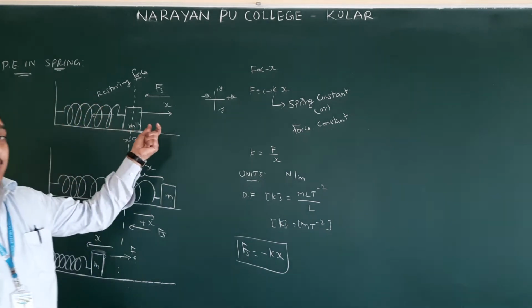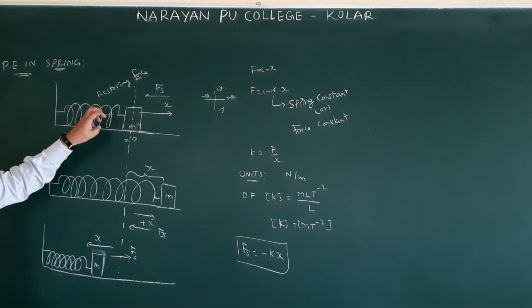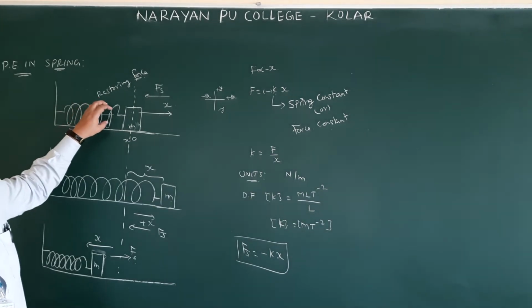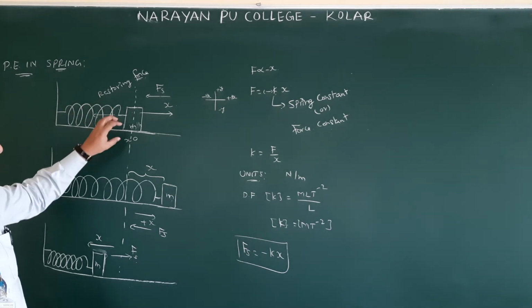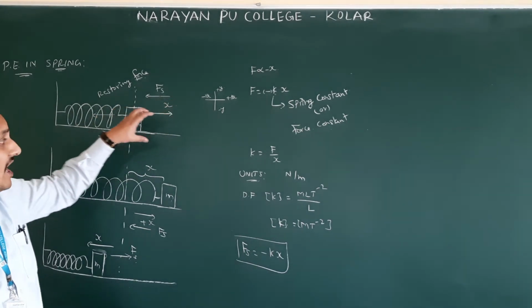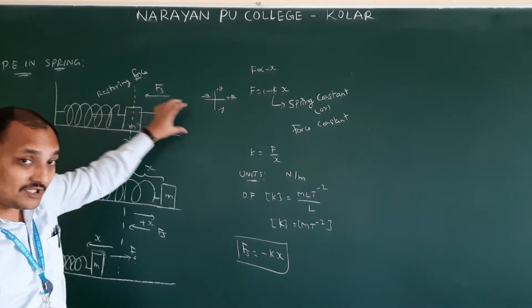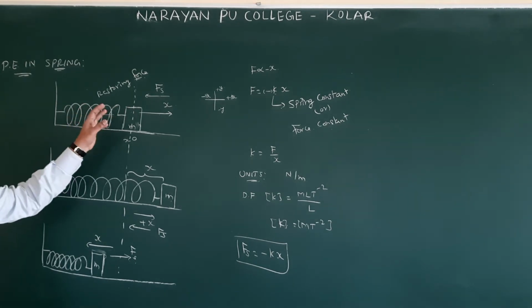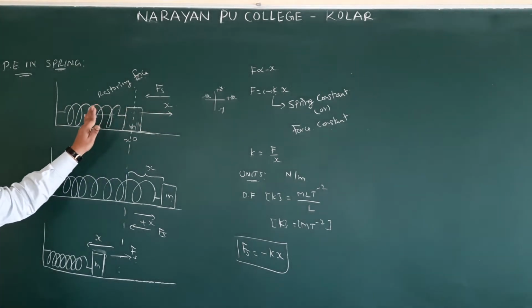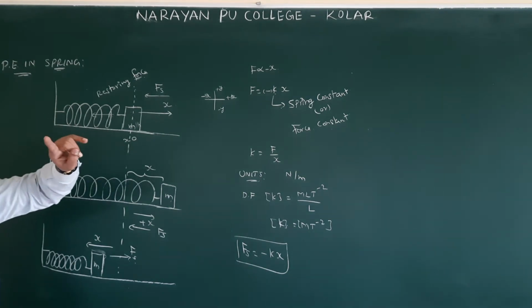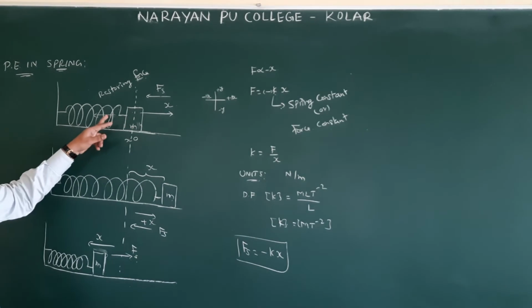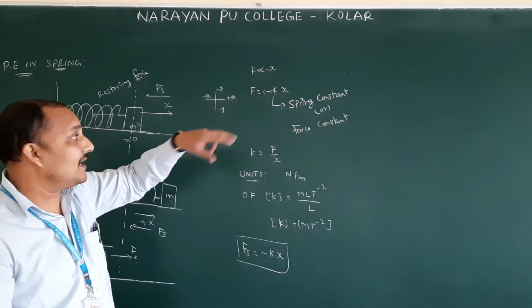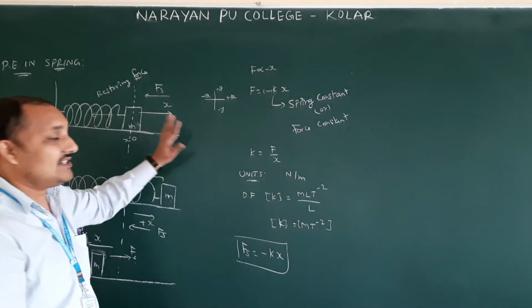Now whenever we are elongating, the spring is exerting some amount of force, and we are applying some amount of force on the block. How much force the spring is restoring, the same amount of force we are applying. How much force we apply on this object to pull it, the same amount of force is developed within the spring. So the applied force and the force developed within the spring are always the same in magnitude, but the direction is different.